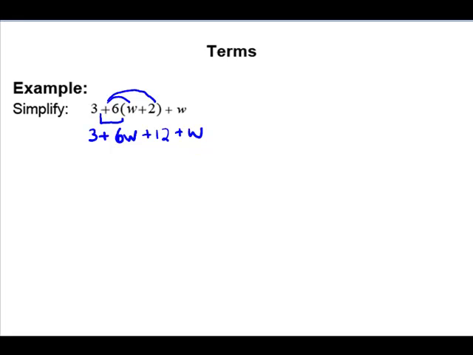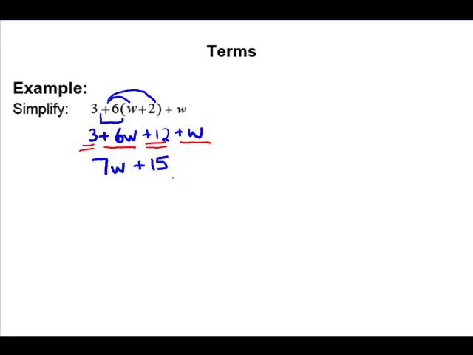And now I'm going to go for like terms. So my W terms I'll find. And don't forget your 1 in front of this. So 6W plus 1W will give us 7W. And then my constants, 3 plus 12, both positive. So we're going to add, and that will give me 15. I do need the plus in between so the terms don't run together.